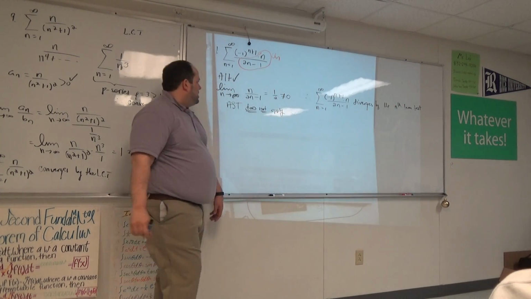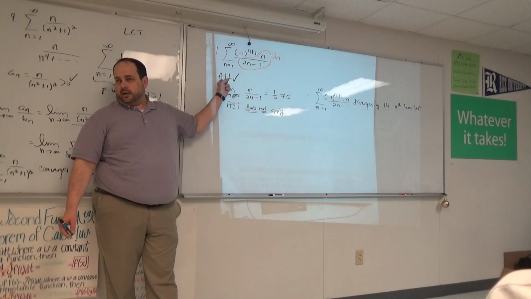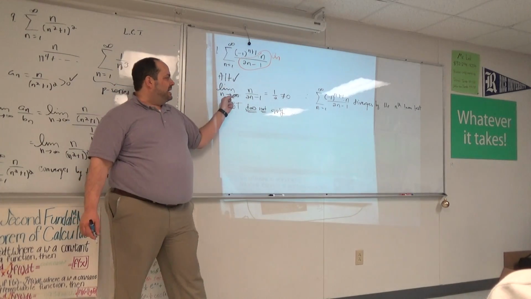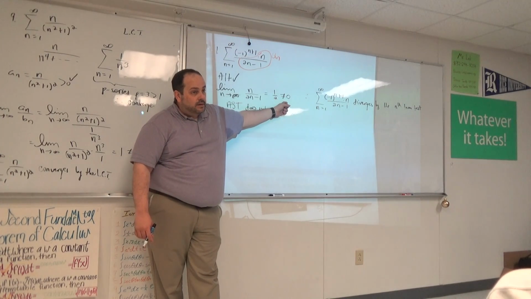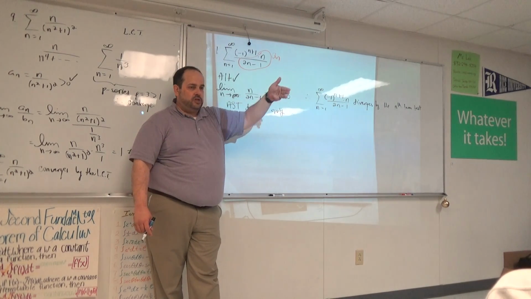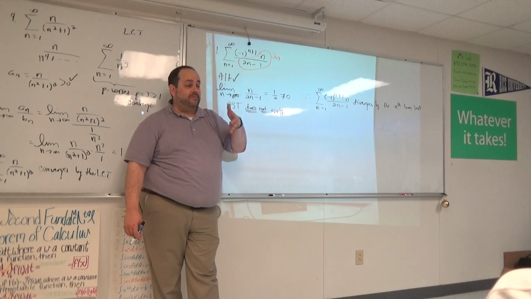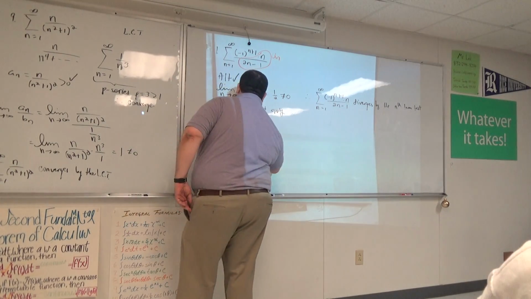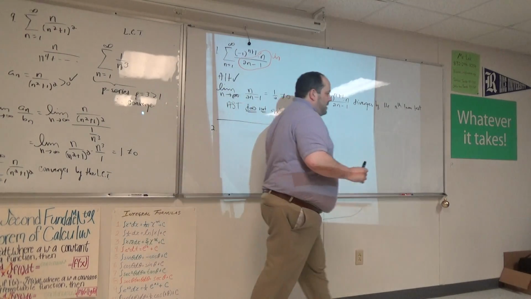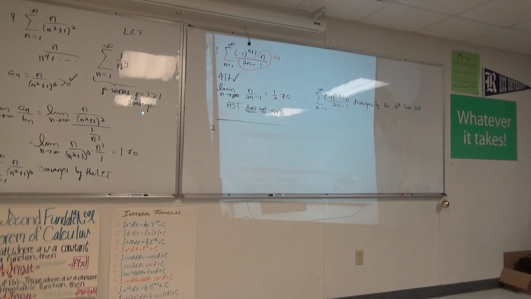You have to check all the conditions. I need to see alternating. Had I gotten 0 as an answer here, I still wouldn't be done. You'd have to check, is the series decreasing? You have to hit all 3. Pretty good? All right, let's try the second one. All right, and the next series.